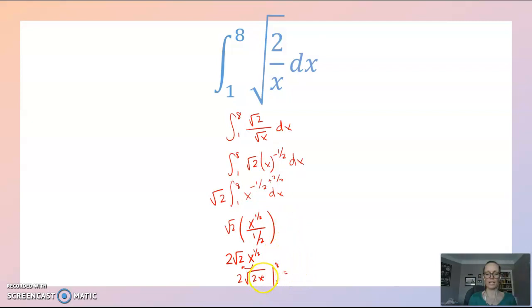When I plug in 8 here, I get 8 times 2, which is 16. And I guess I should show this. The square root of 16 is 4. So I have 2 times 4, so this simplifies to 8. I'm subtracting that from this function here, evaluated at 1. So 2 times 1, which is just going to be 2 square root of 2.